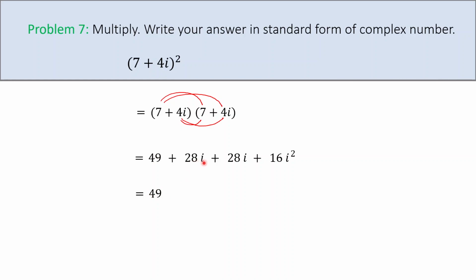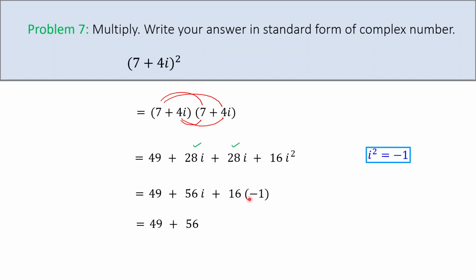You have 28i, 28i. You can combine this and this. 28i plus 28i is 56i, plus 16 i squared. This i squared is negative 1. So you need to substitute -1 for i squared. So 49 plus 56i plus 16 times -1.